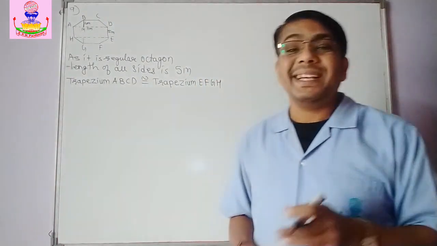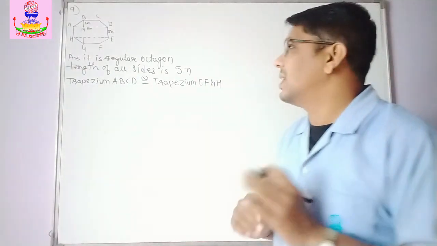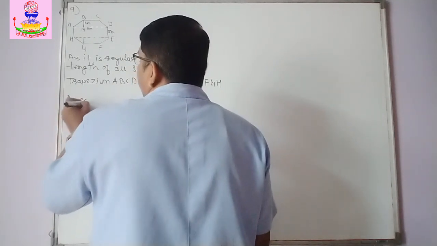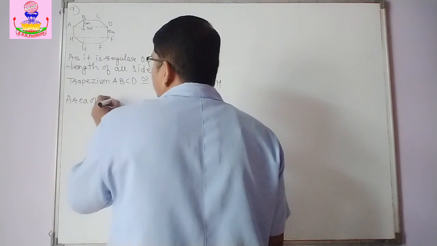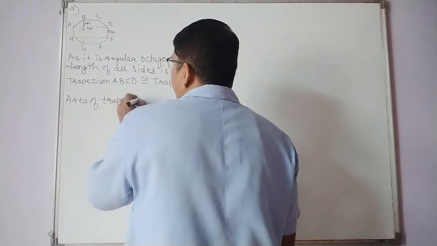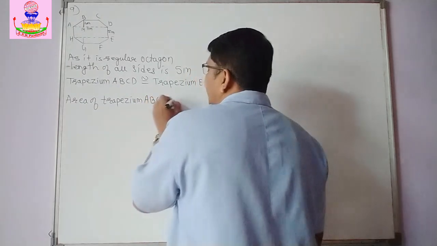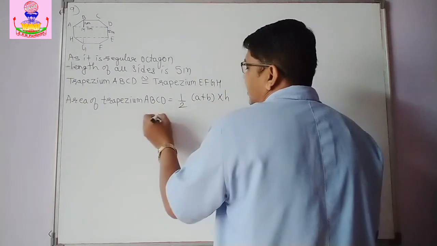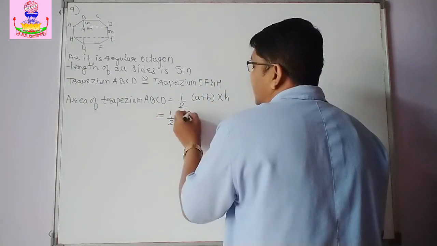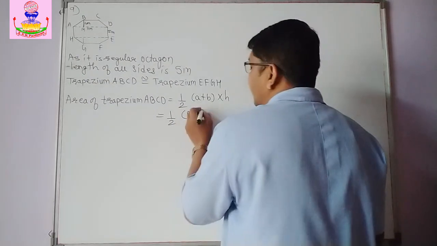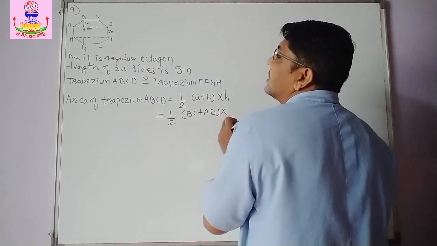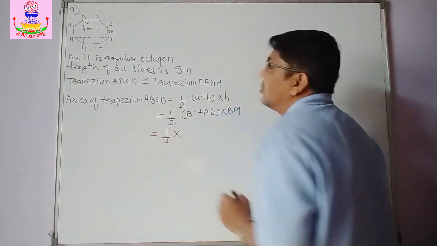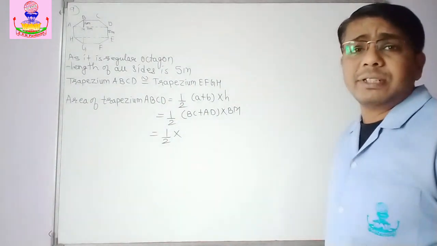Okay, so if they are congruent, definitely the areas are going to be same or equal. So, area of trapezium ABCD, that is equal to what? Half into A plus B into H. Now, what is A? BC. What is B? AD. Okay, and into H. H is what? BM. Now that is equivalent to half into length of BC.